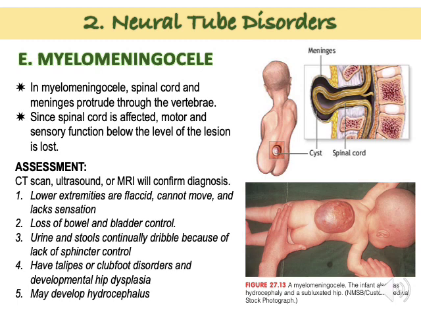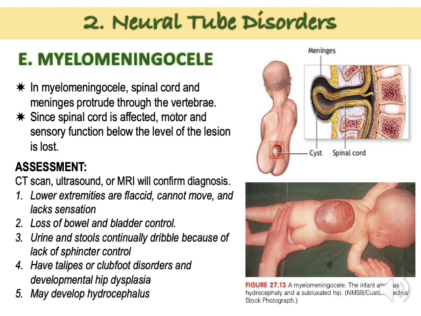Because by just looking at the lesion, it is impossible to tell whether the inside includes just the meninges or both the meninges and the spinal cord. Assessment findings: CT scan, ultrasound, or MRI will confirm diagnosis. But even without the diagnosis, you can differentiate myelo from meningo because of the affected motor and sensory function, again, below the level of the lesion. The lower extremities are flaccid, they cannot move and lack sensation.